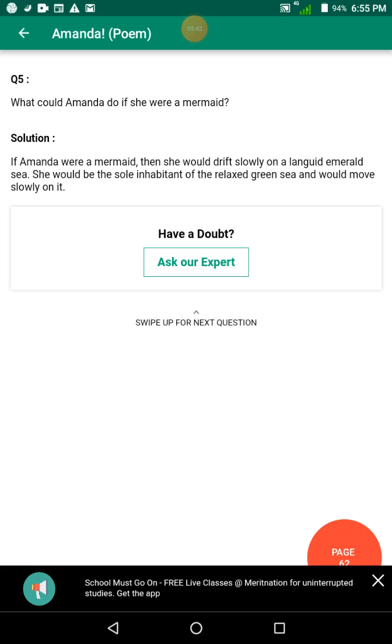Okay, so she will be the sole inhabitant means what? Nobody else is living there. Green sea, peaceful, beautiful sea, relaxed, which doesn't have any problem, say ripples or anything. It is a very calm sea. That is why she says relaxed green sea. And what will she do? She is a mermaid. Does she want to sit? No. She wants to move slowly on it.